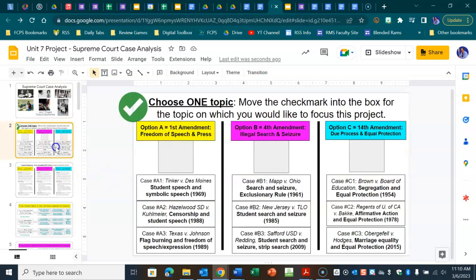At this point, you have chosen on slide 2 which option you're going to do, A, B, or C. You're not going to do all three. You're just going to do one of the cases.